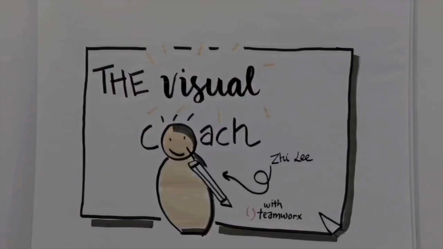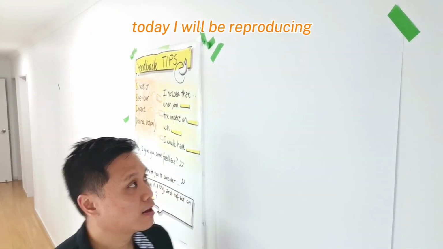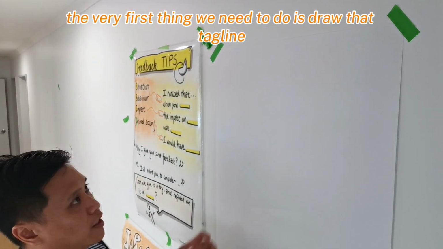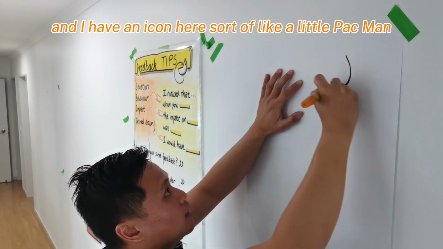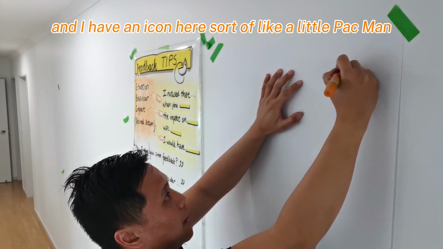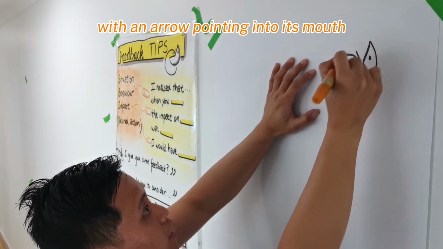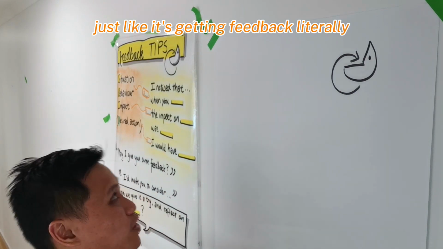Hi everyone, Z here, the visual coach. Today I will be reproducing this poster about how to give feedback. The very first thing we need to do is draw that tagline, and I have an icon here, sort of like a little Pac-Man with an arrow pointing into its mouth, just like it's getting feedback, literally.